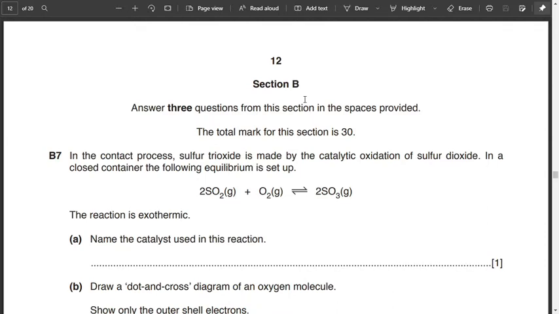The catalyst used in this reaction is going to be vanadium(V) oxide, V2O5. You can mention it in this form. You do not need to write vanadium pentaoxide, though you can even mention it in that form. Basically we have vanadium and oxygen in it, so it's vanadium oxide, and because we have 5 oxygens, we say pentaoxide. Moving on to part B.